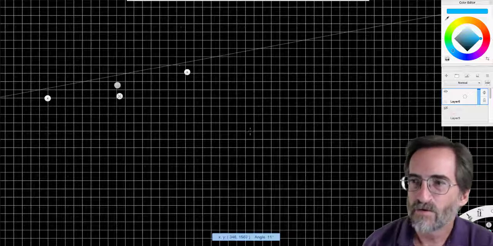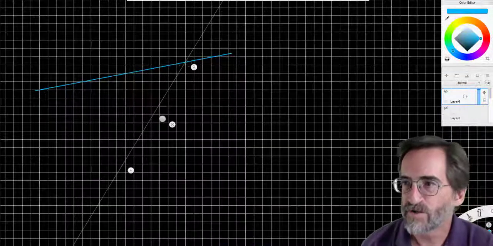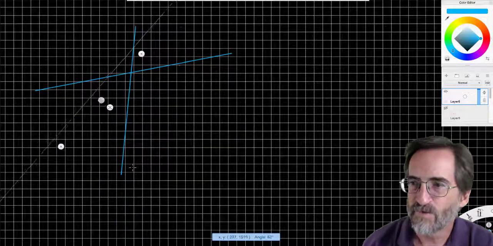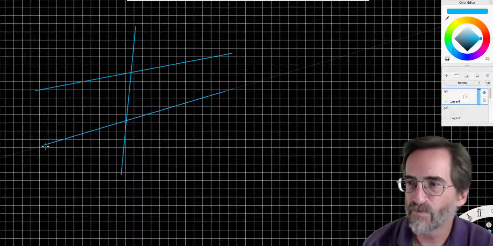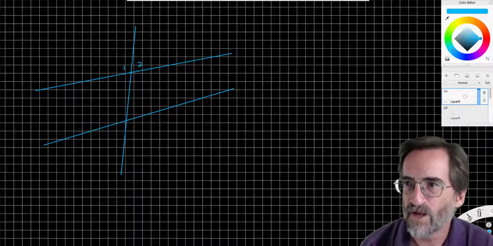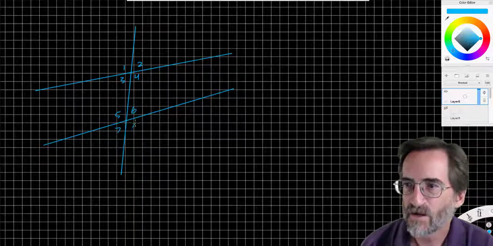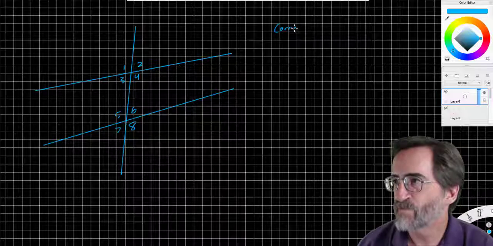that are crossed by a transversal. Two lines crossed by a transversal. And lines don't have to be parallel. When you have two lines that are crossed by a transversal, you have several pairs of angles that have names. Okay? The first pair of angles are corresponding angles.